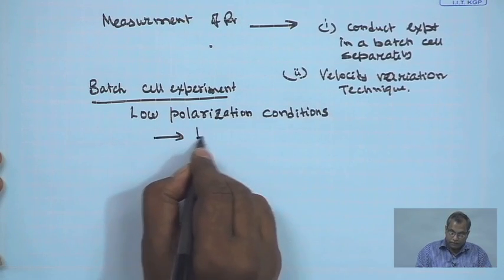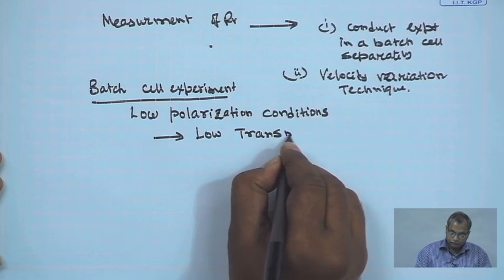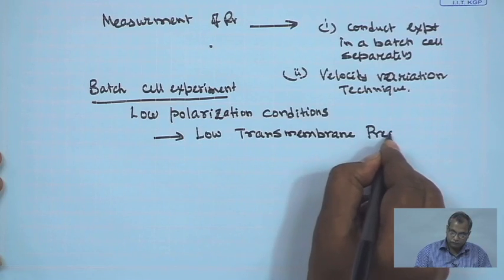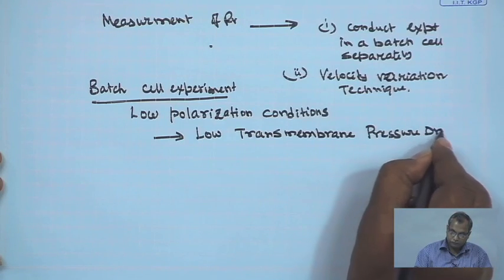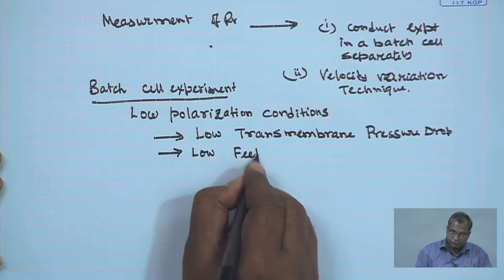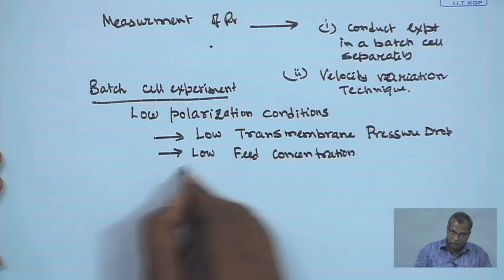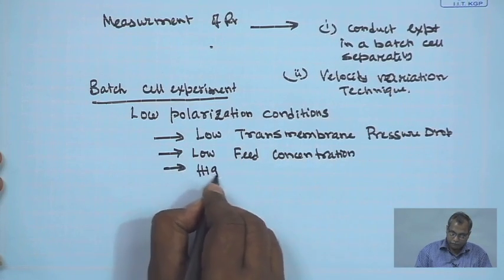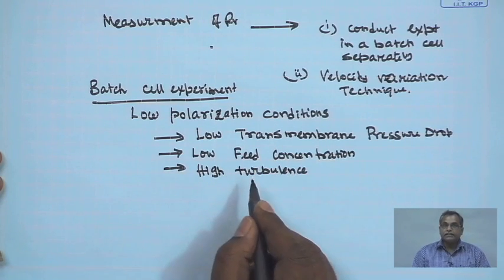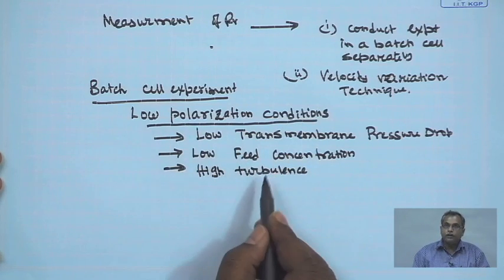One is the low transmembrane pressure drop, low feed concentration, and high turbulence. These three conditions are known as the low polarization conditions. What do you mean by the low polarization condition?